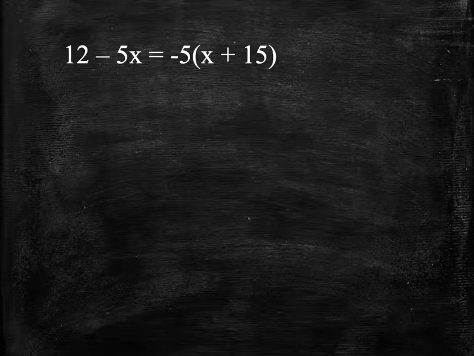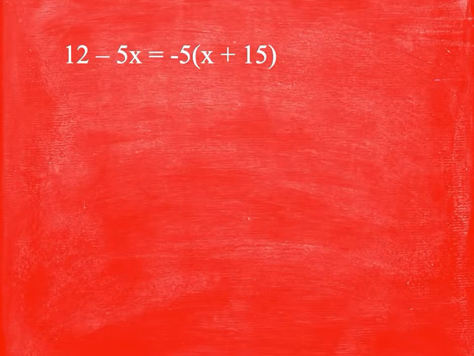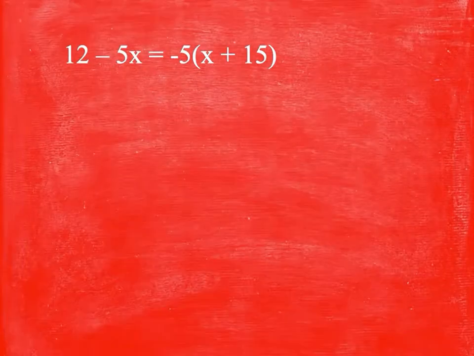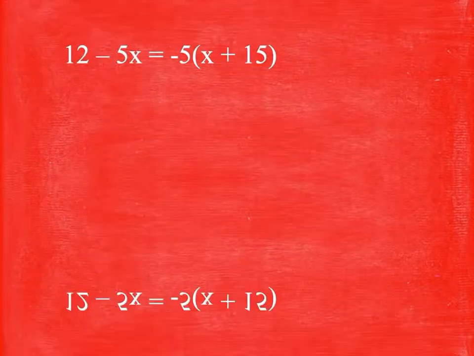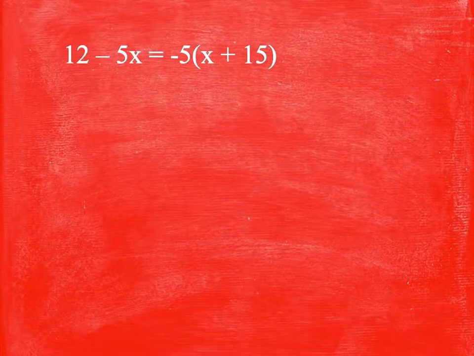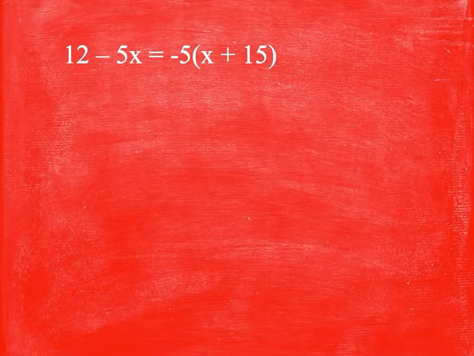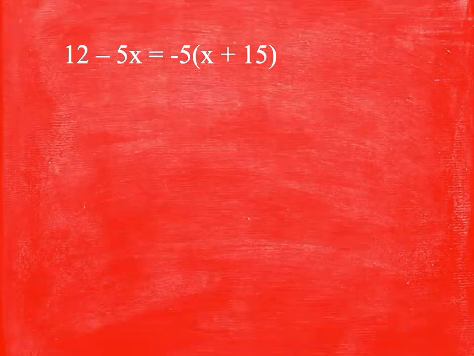Alright, let's try this one. We have 12 minus 5x. We're going to use the distributive property here. That makes negative 5x plus 5 times 15 is 75. So plus negative 75. Alright, so I need to check here. And what I'm going to do is add 5x to both sides. So that way that cancels. Plus 5x. It ends up that that cancels as well.